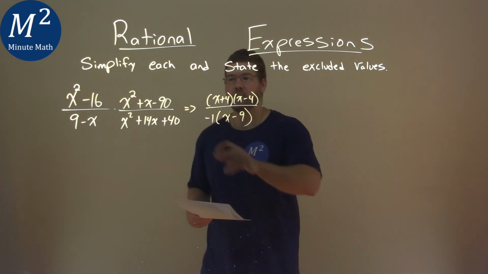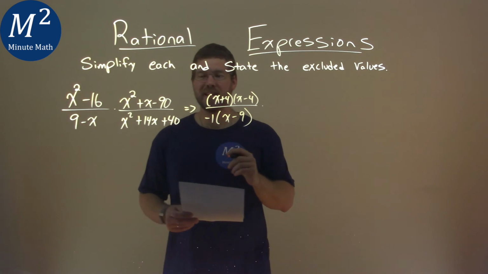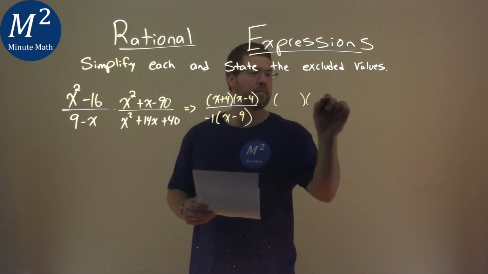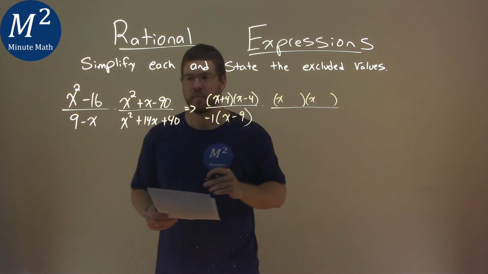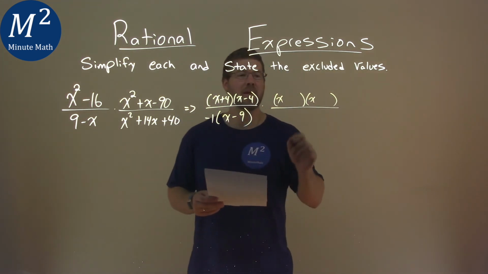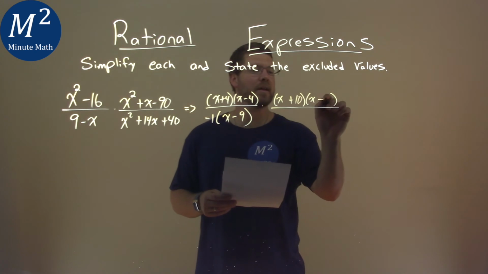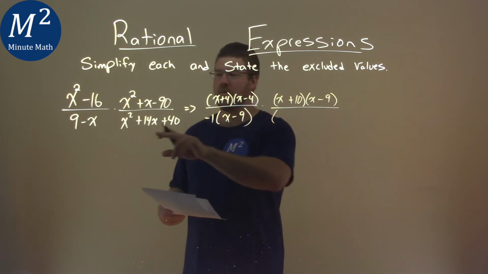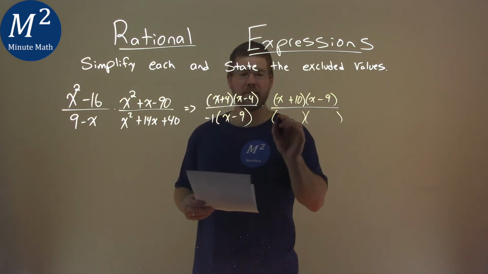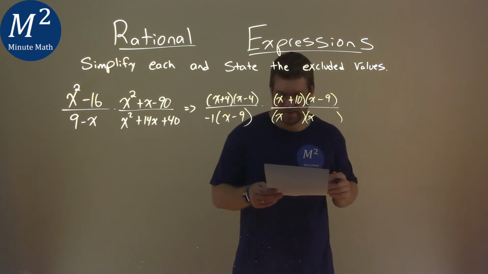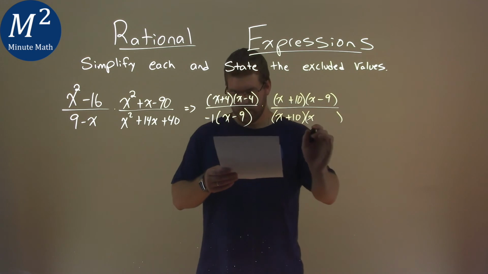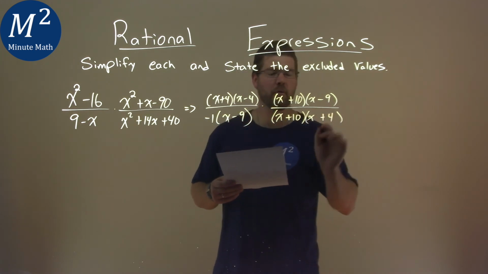Multiply it out. Let's go factor this x squared plus x minus 90. What two numbers multiply to be a negative 90 but add to be a positive 1? And then it's a positive 10 and a negative 9. Same thing with our denominator. Let's go factor that out. What two numbers multiply to be 40 but add to be a 14? And then it's a 10 and a positive 4.